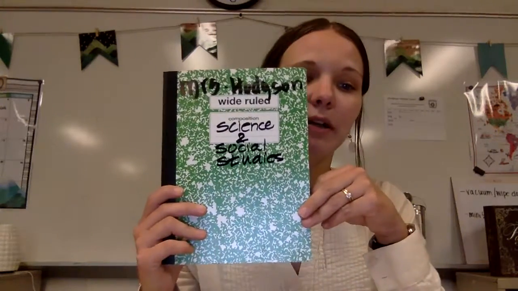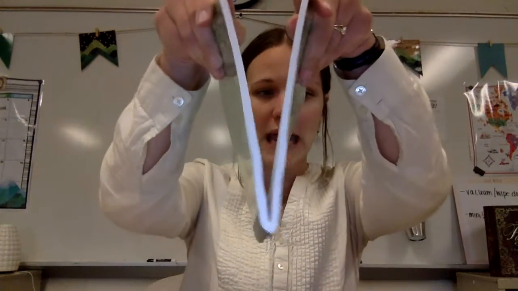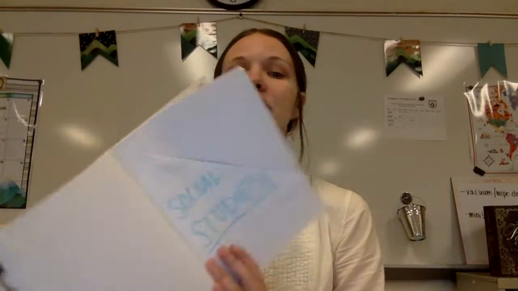So how we're going to do this is I'm going to take my notebook just like this, open it up, and try to find about halfway. So right here, see how it's about halfway through the notebook? I'm going to open it up, take a page just like this, and fold it over. You can put a sticky note here. You can put a paper clip. Do whatever you need to so that you know that this is where your social studies notebook starts.